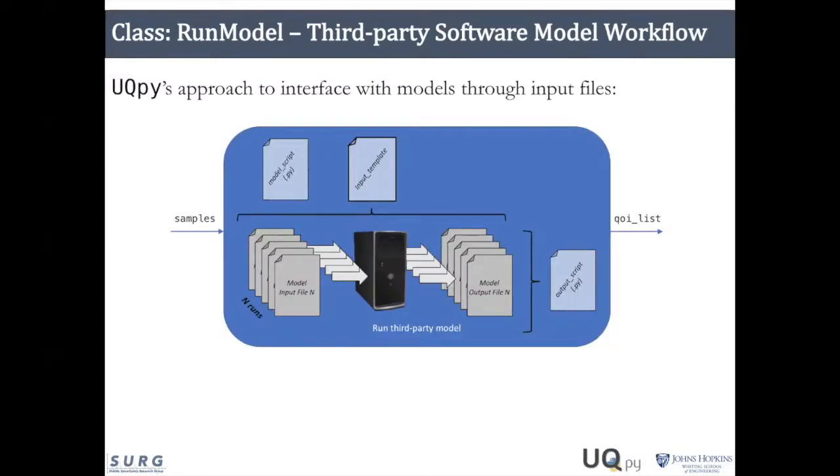So this is summarizing UQpy's approach to interface with models and third-party software. We use a template input file and the model script, along with the probabilistic samples, to build n input files, where n is the total number of samples. Each of these input files is used to evaluate the model, and the model produces an output, which is post-processed using the output script.py, which returns the quantity of interest back to RunModel.